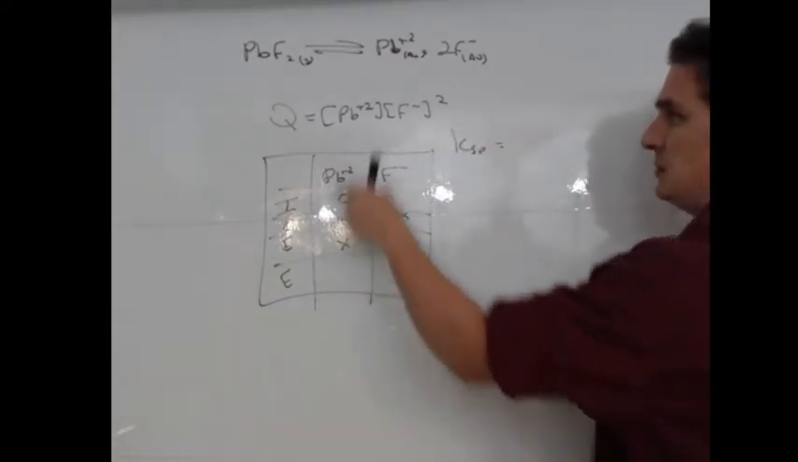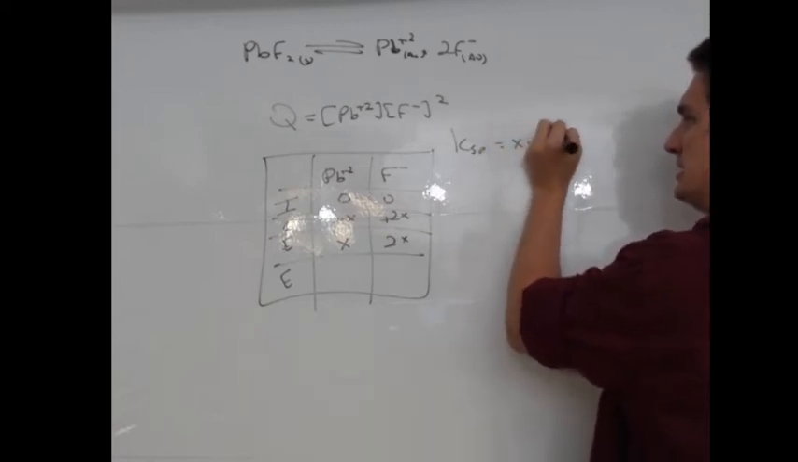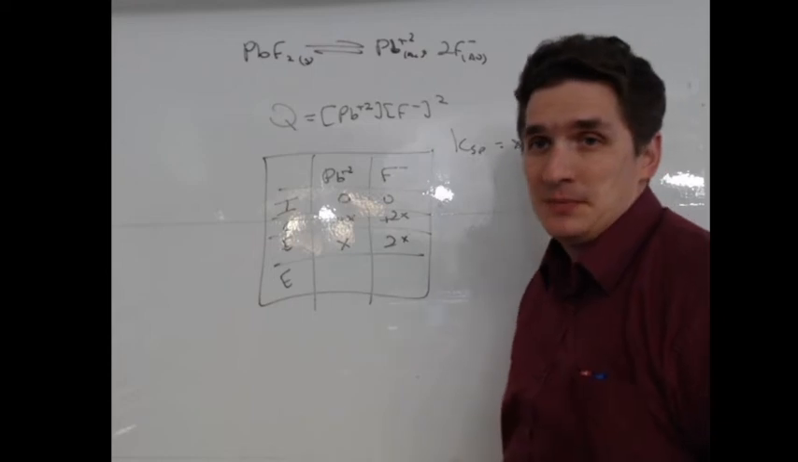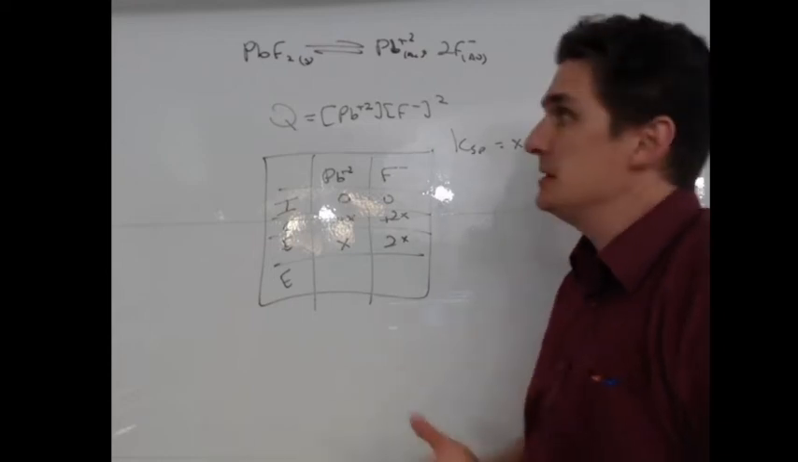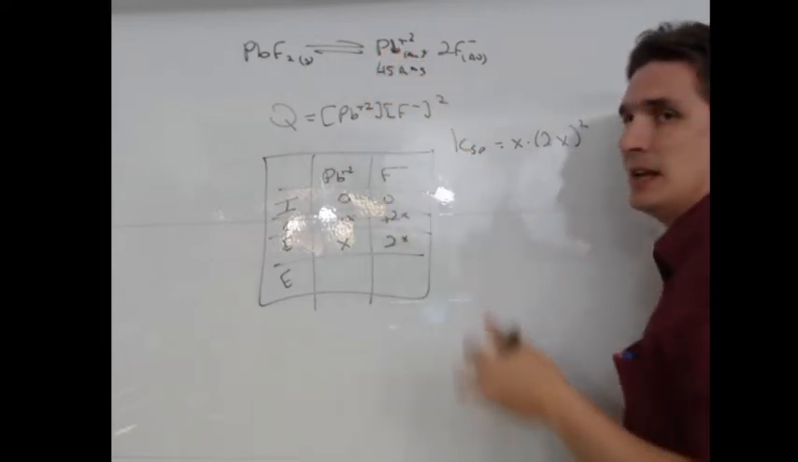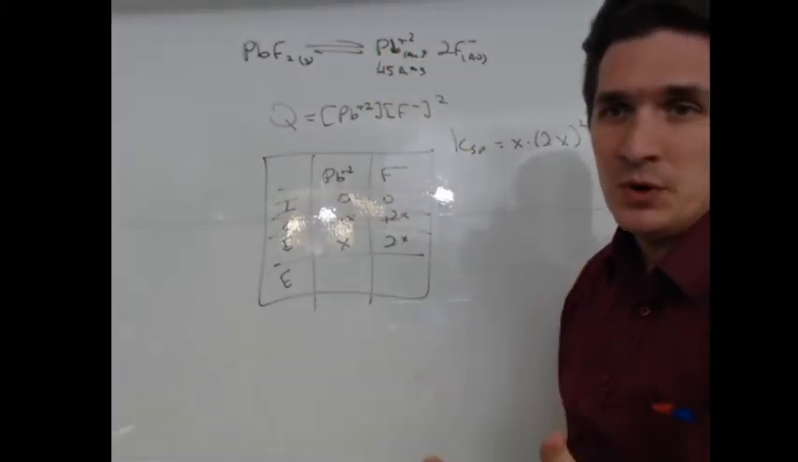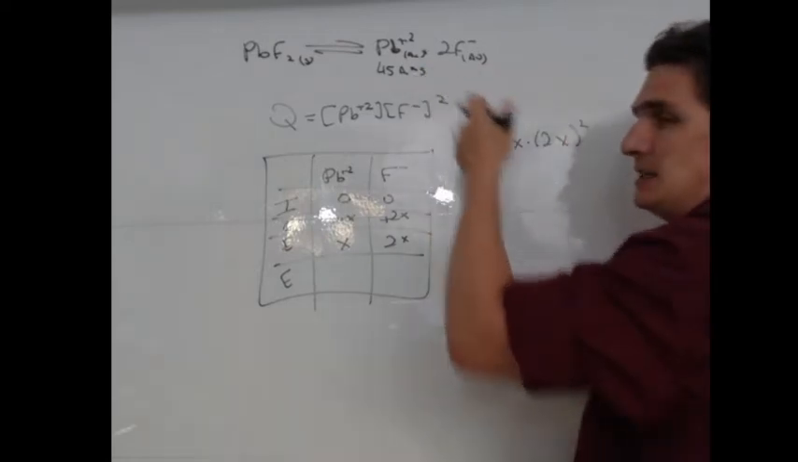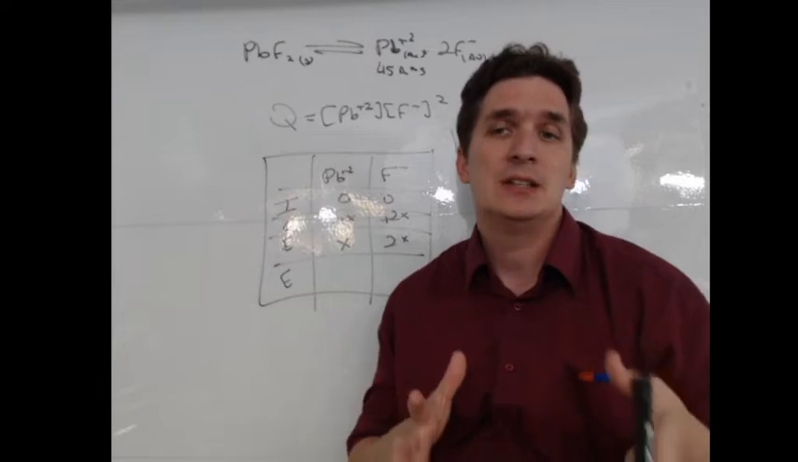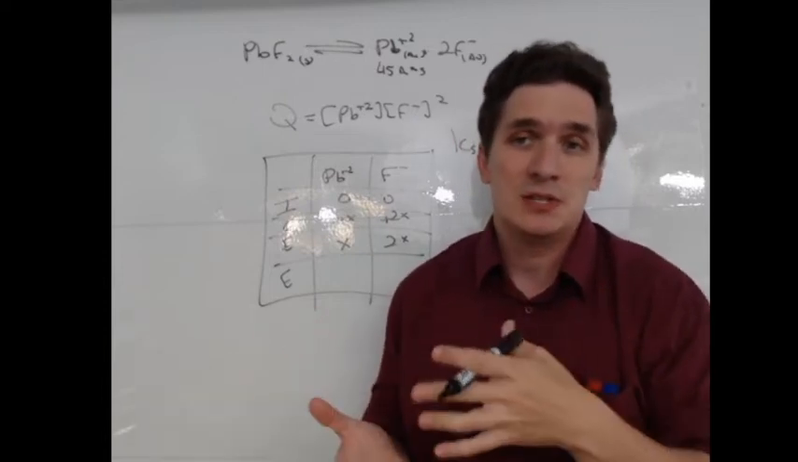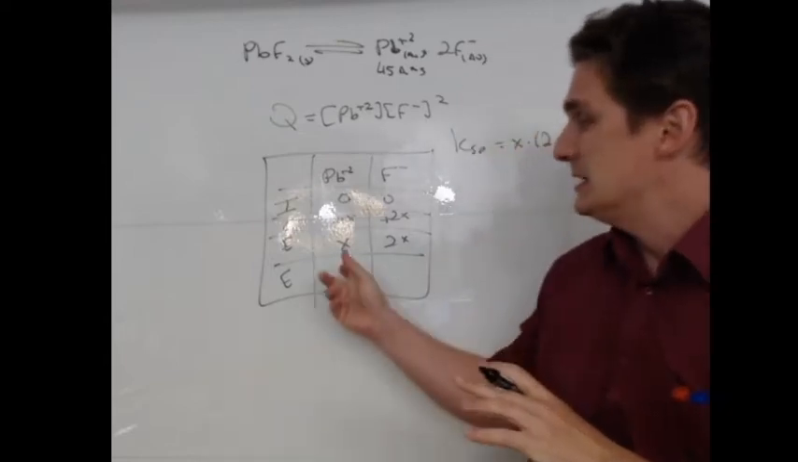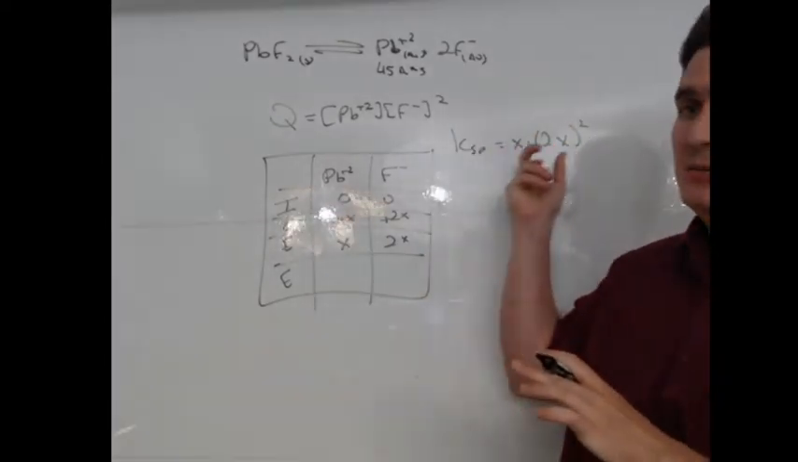KSP, if we plug it in, is going to be x times 2x squared. One option, well, you've got to do this for either one anyway: take the number of atoms of one element. So let's say it tells you that there are 45 atoms of lead plus 2 in solution when you've got equilibrium. You're going to take those 45 atoms and convert them to moles using Avogadro's number and then divide by the volume, which does give you super teeny tiny liters. That will give you the molarity of lead. You can stick that in here, solve for x, and then plug in for x.